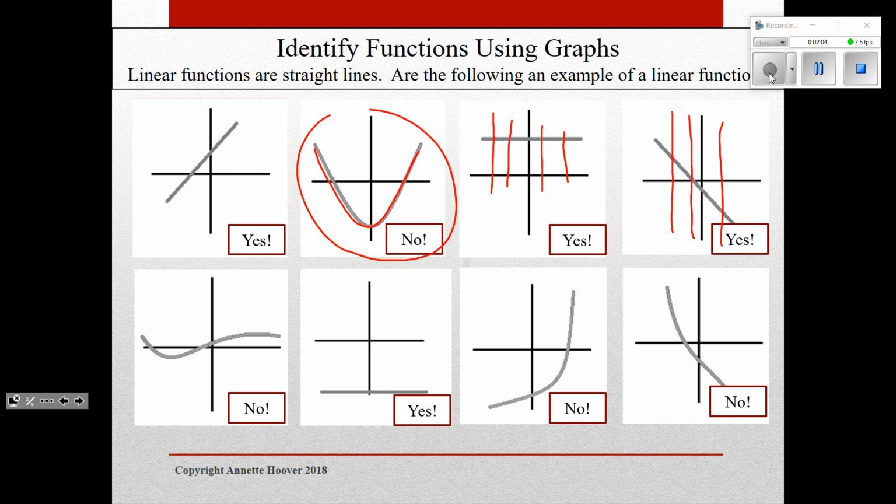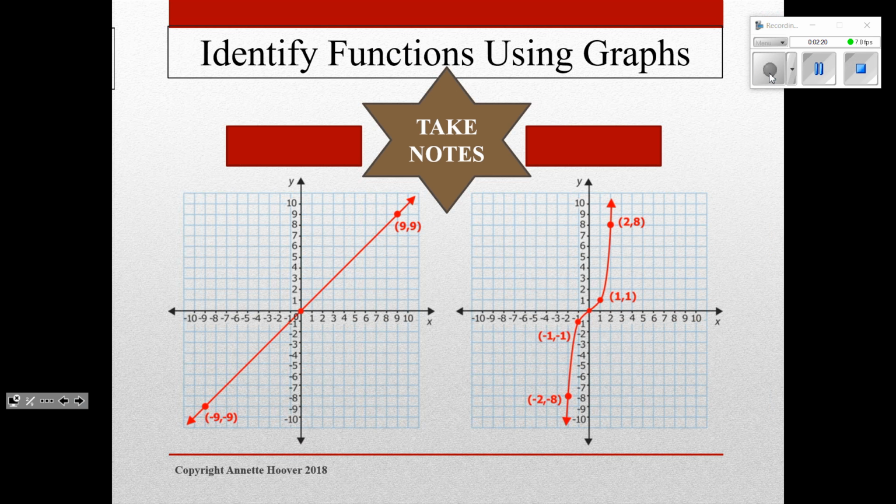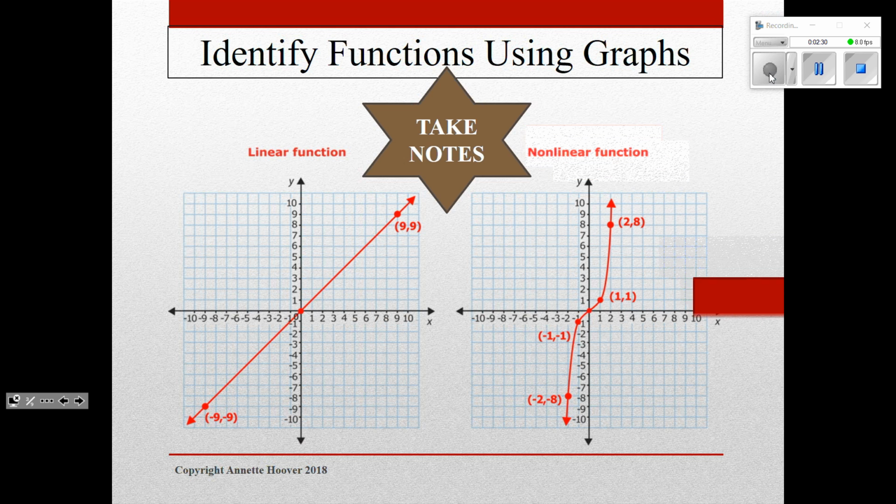So, the only time that you will have a straight line that is not a linear function is when the line is a straight line that is vertical. This kind of line is not a function. It is linear, but it's not a function because the x repeats on it. Okay, so look at this first graph here. Is this a linear function? It is. The next one is not a straight line, so it is not a linear function.